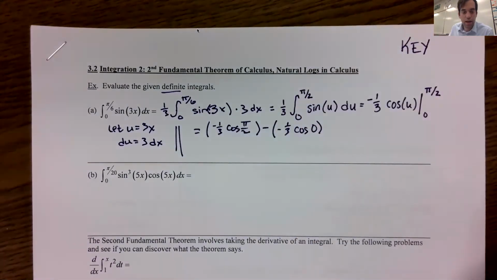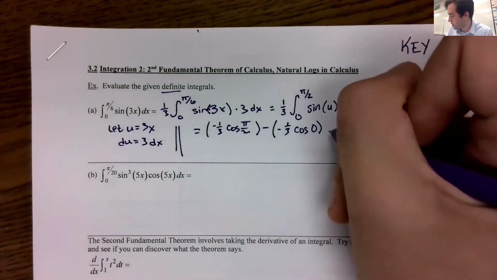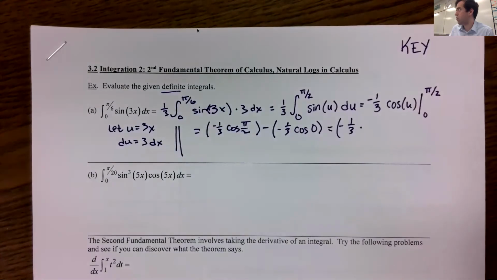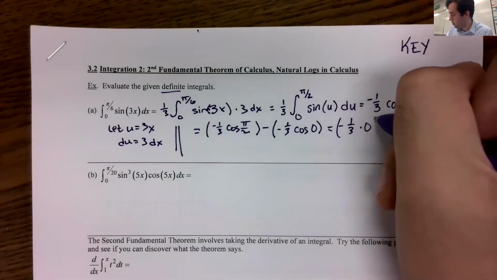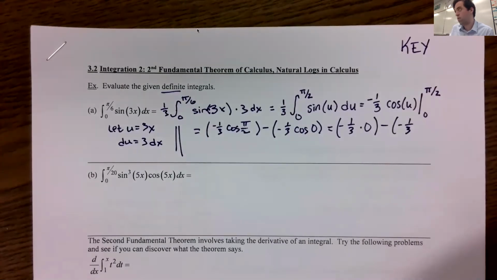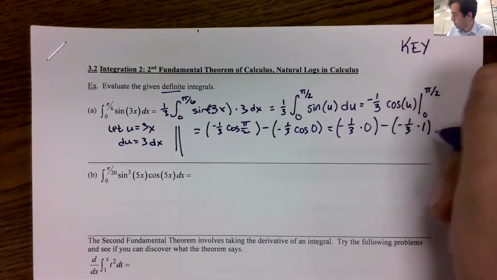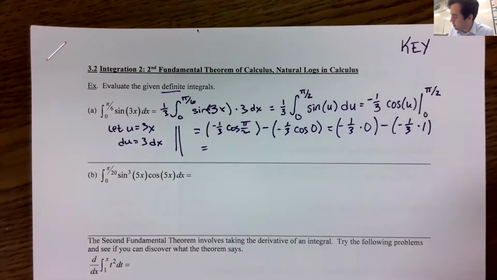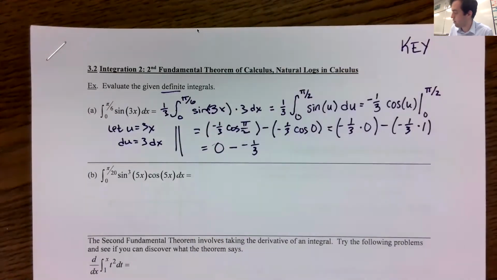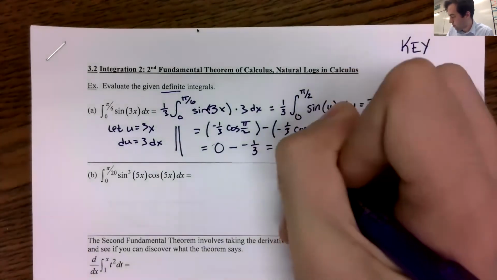Just like that. And we can go further because we can evaluate this. Negative 1/3, the cosine of pi over 2 is the x value, and it's going to be 0, comma 1, so that's going to be 0, minus negative 1/3 cosine of 0, which is the x value at 0, which is 1 comma 0, so it's 1. So now we have 0 minus negative 1/3, which is going to be positive 1/3.